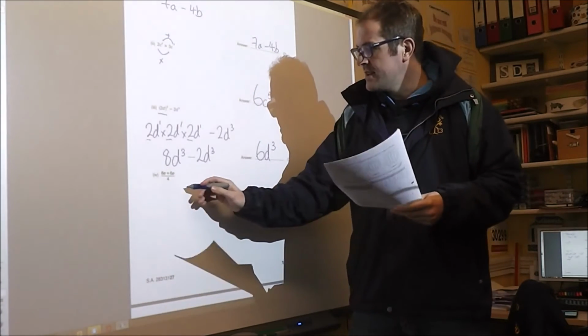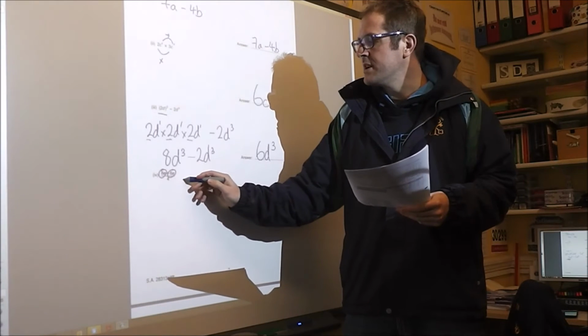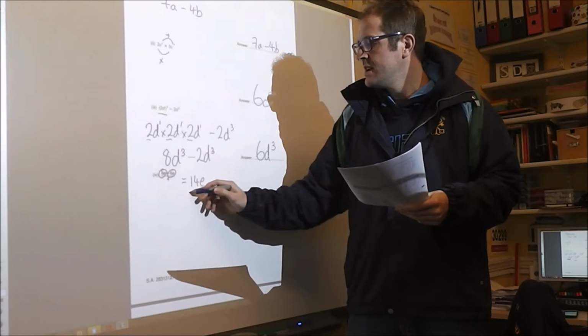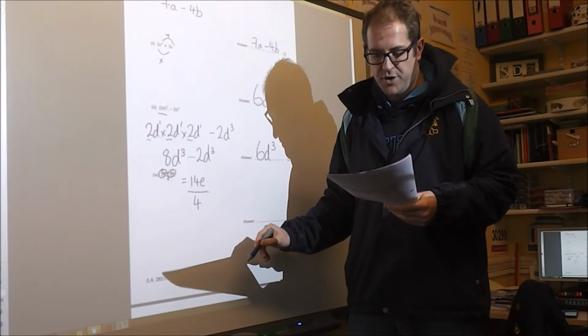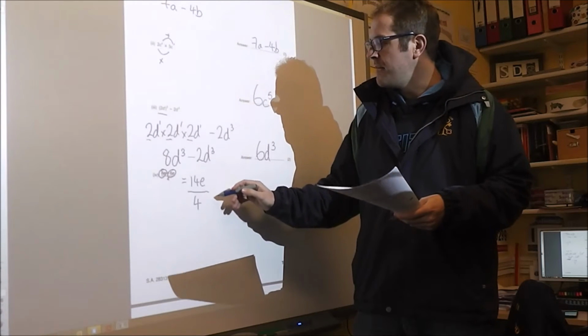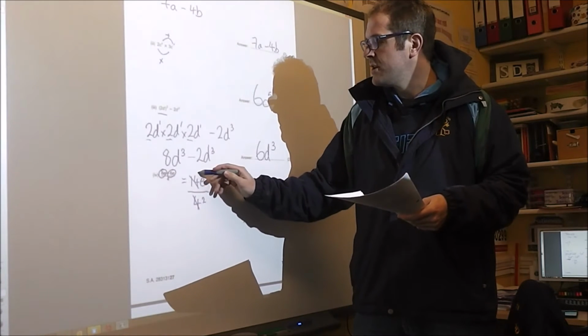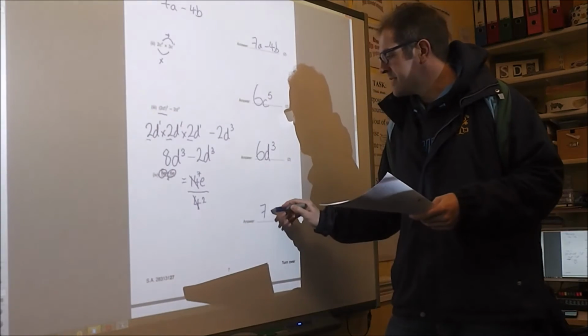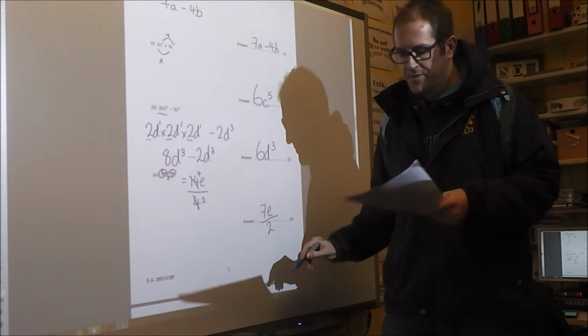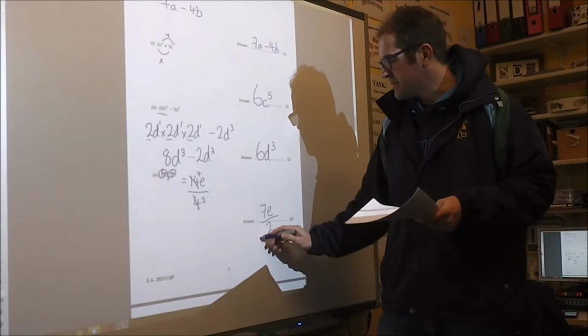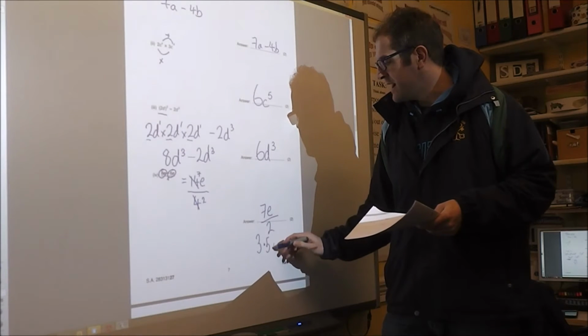And in the final part, you can add these on top because they're like terms. So you get 14e over 4, that's 1 mark, but then you can divide top and bottom by 2, and you get 7e over 2, or I guess they might accept 3.5e.